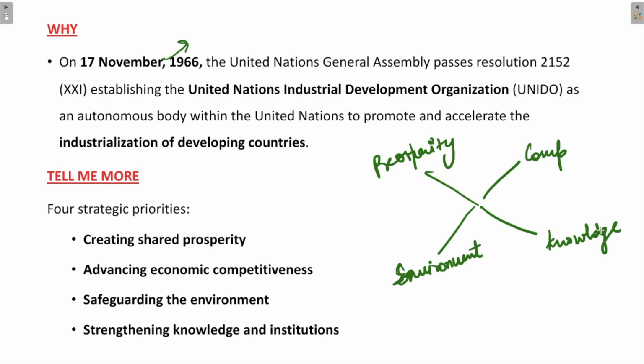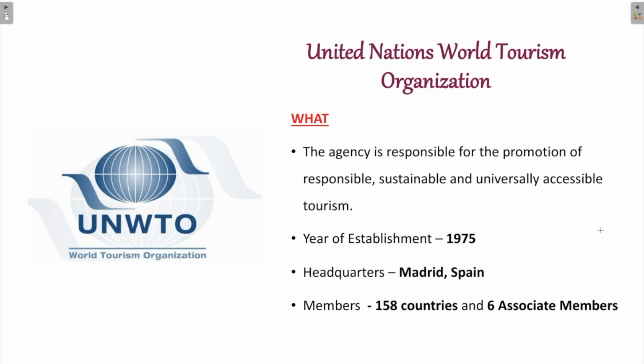So these are the four primary strategic priorities of the United Nations Industrial Development Organization. Moving on to the next, that is the United Nations World Tourism Organization, or UNWTO. This UNWTO, as the name suggests, is responsible for the promotion of sustainable, responsible, and accessible tourism for everyone around the world. It has its headquarters in Madrid, Spain, and it was established in the year 1975.